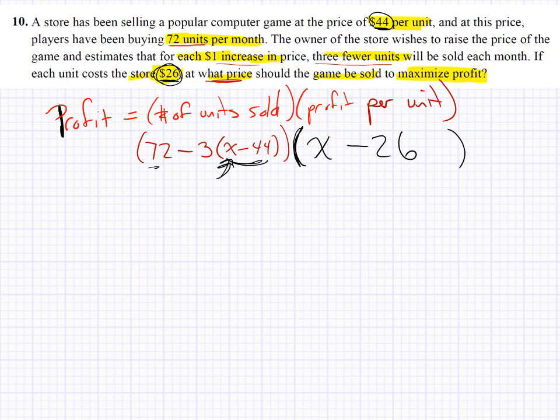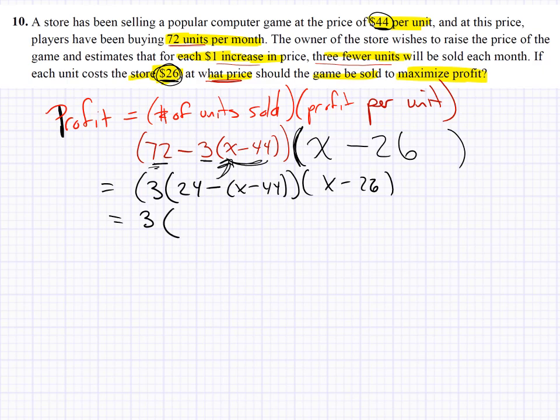Now, if we're going to try and maximize this, we're going to have to take the derivative of this. This is not going to be easy to do right now, but what I'm going to do here is rewrite this a little bit. So for here, I'm going to say I can factor a 3 out of this, in which case I end up with 24 minus X minus 44 times X minus 26. So then I have 3 times 24 minus X will be minus X, and the minus 44 gives me a plus 44 when I distribute this in. So 44 and 24 gives me 68 minus x times x minus 26. That's much easier to then take the derivative of.